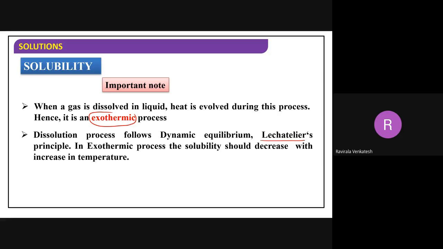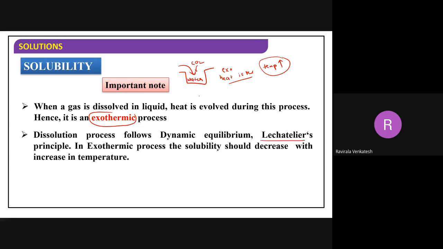Let me discuss this one by taking an example. Now I have taken water and I am dissolving carbon dioxide in it. Now this process is exothermic. Heat is being released. When heat is released, what happens? Temperature increases. So when you add carbon dioxide into the water, the system temperature increases.